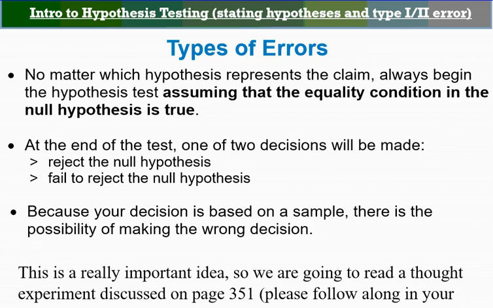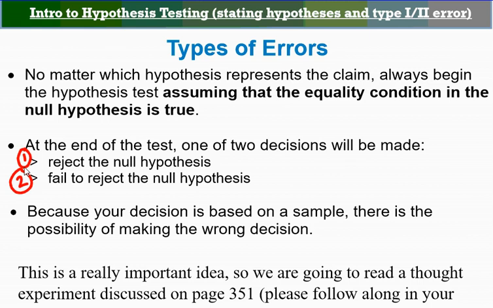No matter which hypothesis represents the claim, we always begin the hypothesis test assuming that the equality condition in the null hypothesis is true, just like I've said prior. At the end of the test, we have two decisions. We either are going to reject the null hypothesis. That means the event we actually obtained was so unusual that we probably don't believe the null is true, so we would reject it. So that's option number one. Or maybe the event that we got matches up very nicely with the null statement, so then we would say we fail to reject.